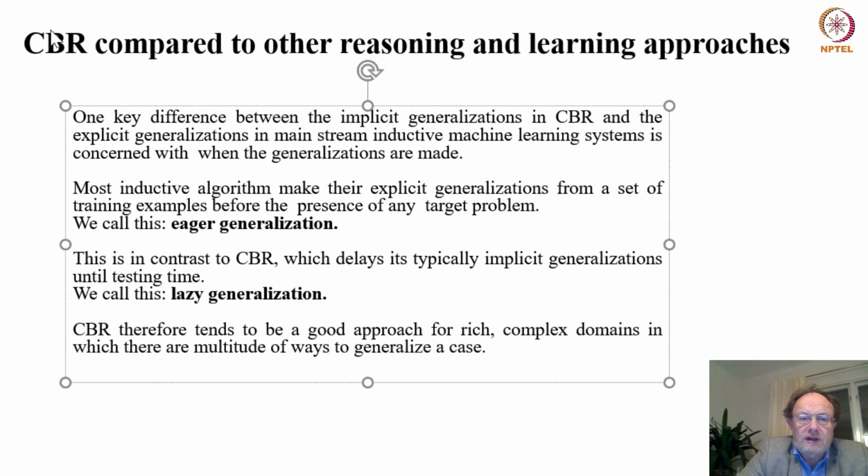It could be interesting to compare CBR to other reasoning and learning approaches. One key difference between the implicit generalizations in CBR and the explicit generalizations in mainstream inductive machine learning systems is concerned with when the generalizations are made. Most inductive algorithms make their explicit generalizations from a set of training examples before the presence of any target problem. We call this eager generalization. This is in contrast to CBR, which delays its typically implicit generalization until testing time. We call this lazy generalization.